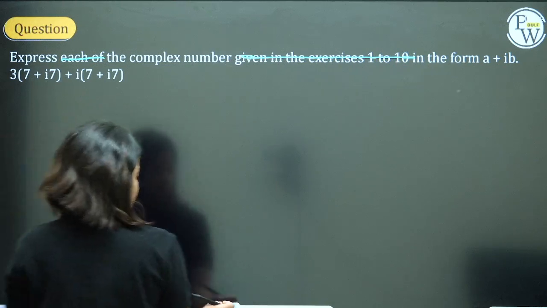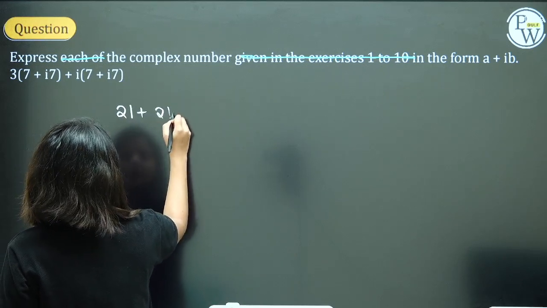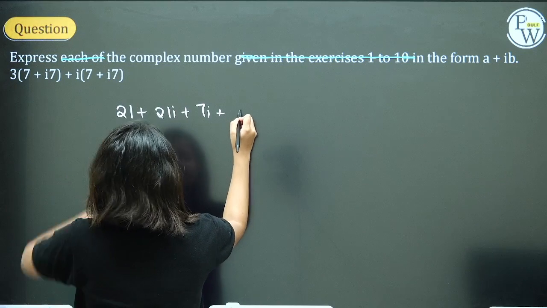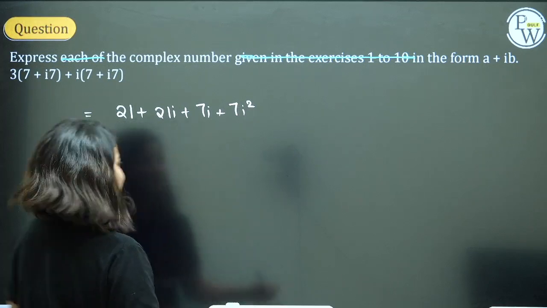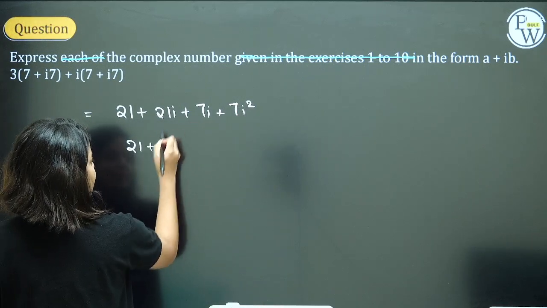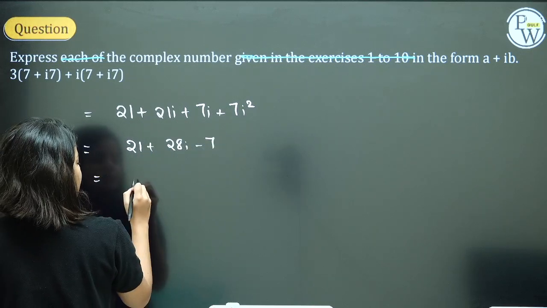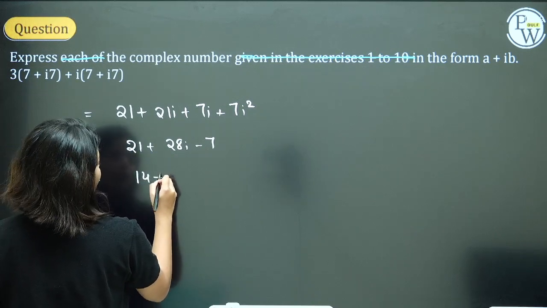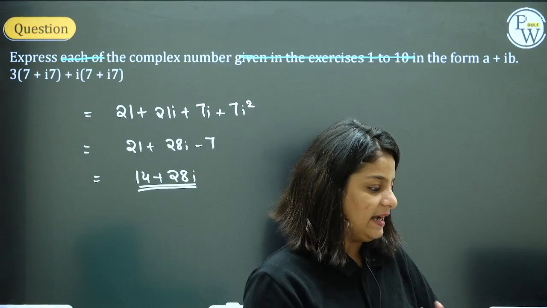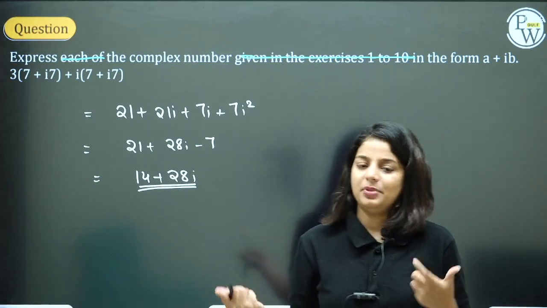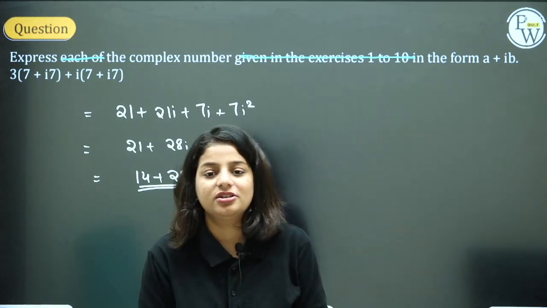Now here is the question. Let's begin solving. 3 sevens are 21, 3 sevens are 21i, plus 7i plus 7 times i into i, that is i square. And my dear boys and girls, what is i square? 21 plus 7 will be your 28i. i square is minus 1. 21 minus 7 will be equal to 14 plus 28i. a plus ib: a is 14, b is 28. If I am correct, correct. If there is some error, you correct it. But you got the gist of it. You got what we are actually doing in the questions.